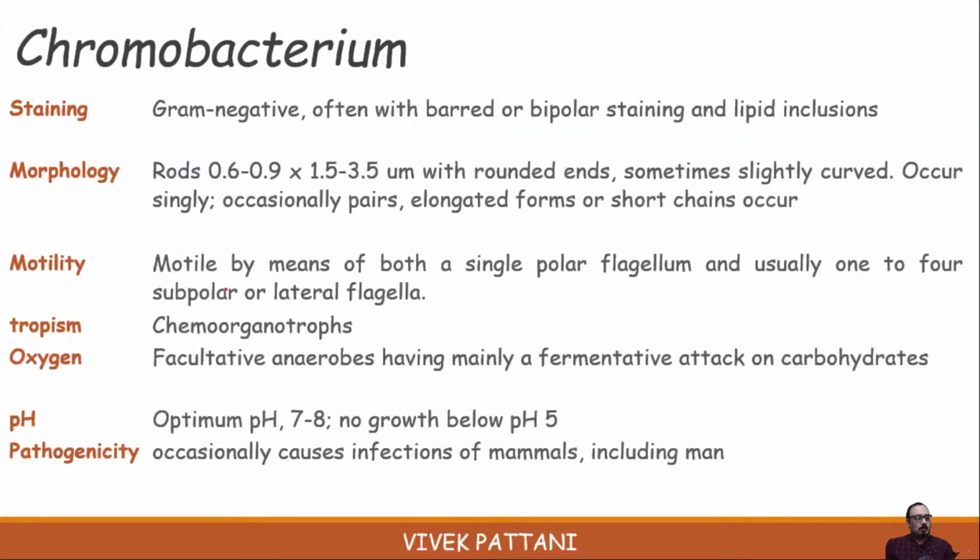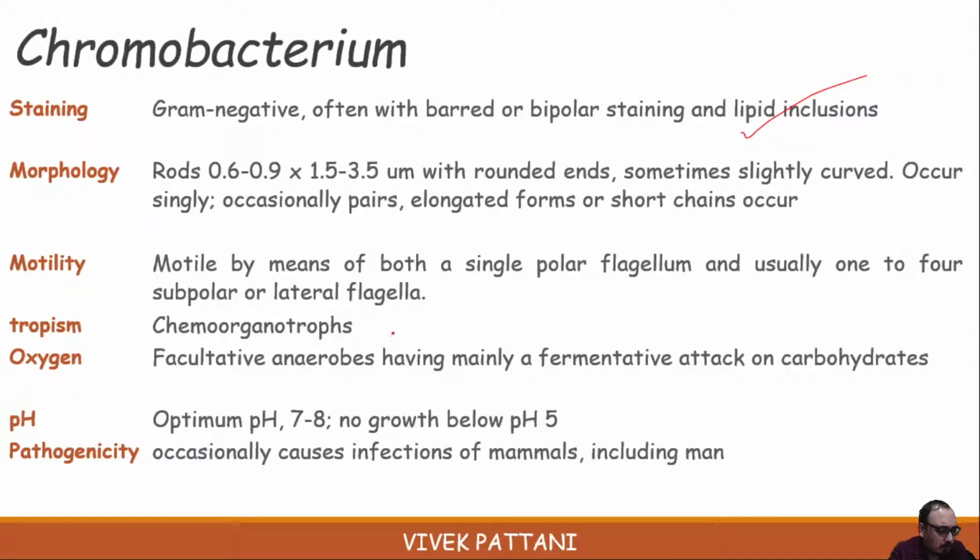Now moving further with the next bacterium, a colored bacterium. The name itself says Chromobacterium. Cells are often with bipolar staining and contain lipid inclusions. Normally round at the ends, as well as some of them are also rod shaped. Motile by means of a single polar flagellum and usually 1 to 4 subpolar or lateral flagella.